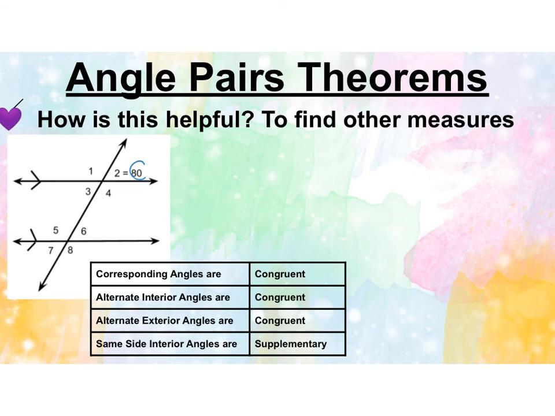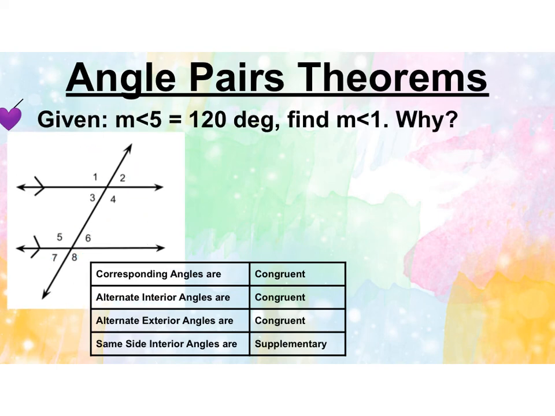So again, if I have 80, I could work my way through. This is 80 because of vertical. This is 100 because of supplementary. I can make the jump down here because 2 and 6 are corresponding. Or I could do 2 and 7, which are alternate exterior, which is 80. And then we have supplementary to fill in the 100. So just by knowing the one angle measure, I can figure out all the rest of the 7.